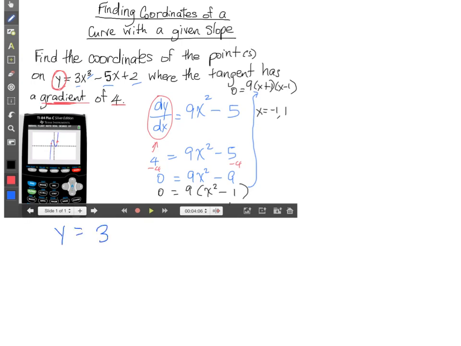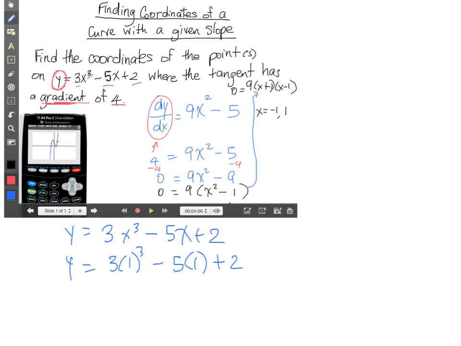We actually have to plug into the y equals formula. Our original equation said that y is 3x to the third minus 5x plus 2. So when x is 1, y is 3 times 1 cubed minus 5 times 1 plus 2. When you work that all out, you get that y is equal to 0. So the first set of coordinate points that have a tangent with a slope of 4 is x value 1 and its matching y value 0.